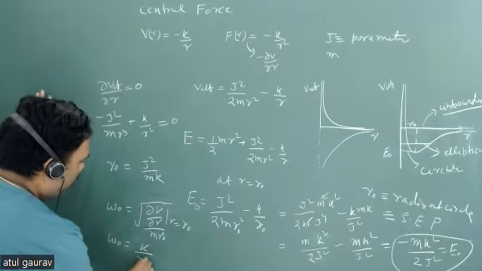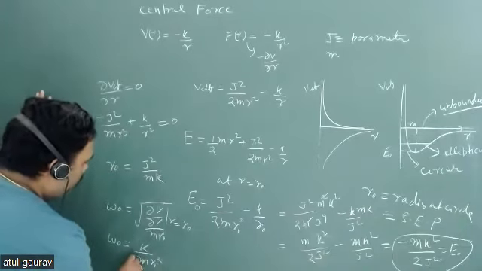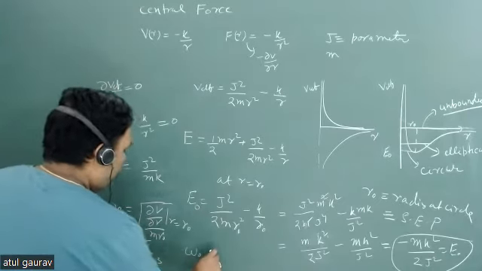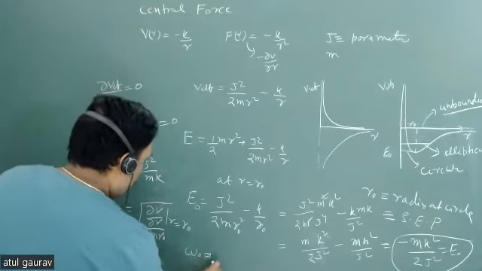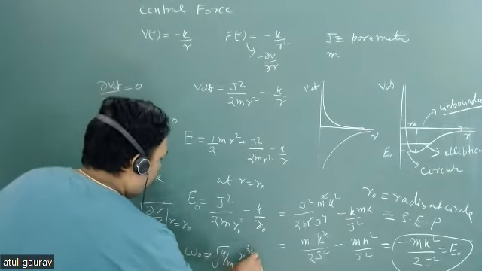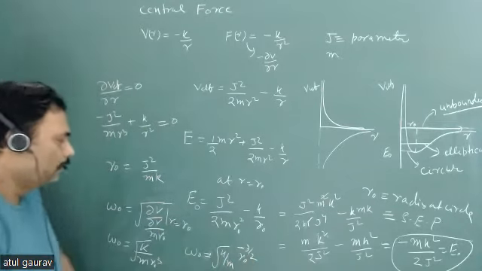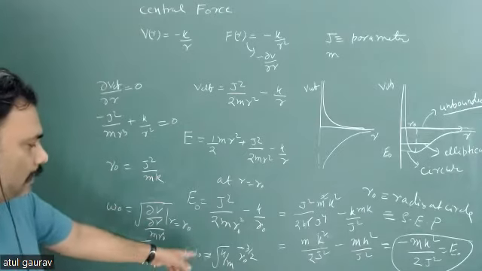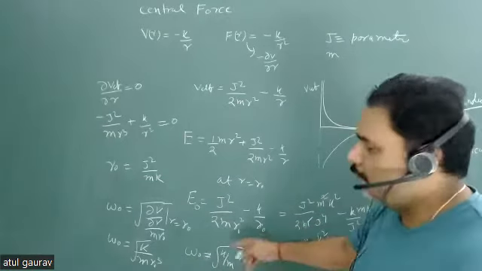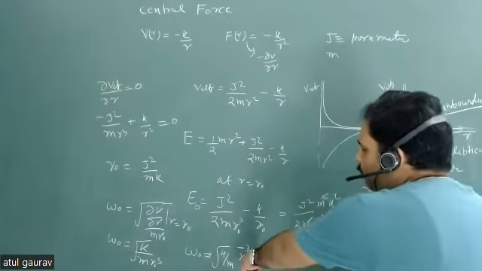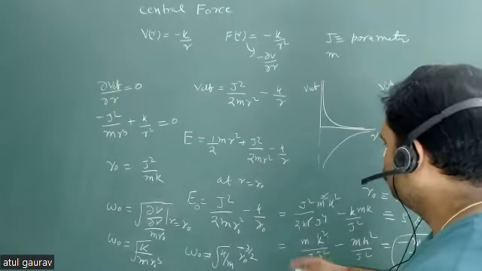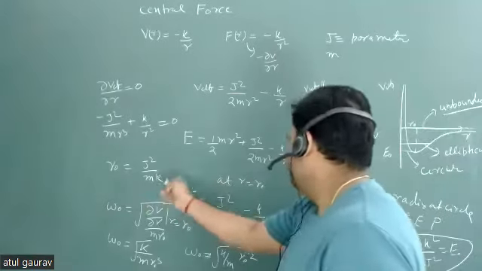So you have k upon m r naught cube, all under the root. Now you can see omega naught is equal to root under k upon m, times r naught to the power minus 3 by 2. And you have something like Kepler's third law: time period is proportional to r to the power 3 by 2. And I can put the value of r naught from here. You can put it, right? What is the value of r naught? That is j square upon mk.